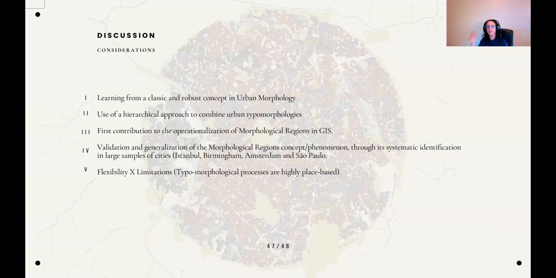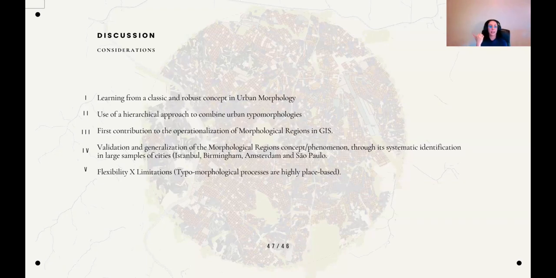And the method was validated and also generalized in completely different contexts in Istanbul, Birmingham, Amsterdam, and São Paulo. And this shows that the approach is not limited to a single location, but has a broad applicability, which strengthens the concept of morphological regions.